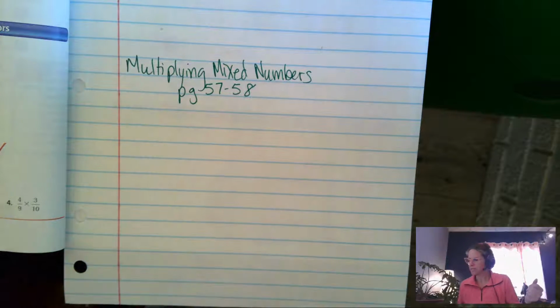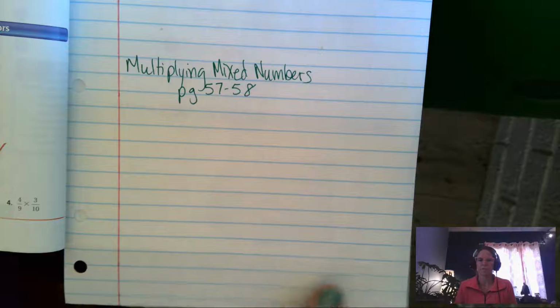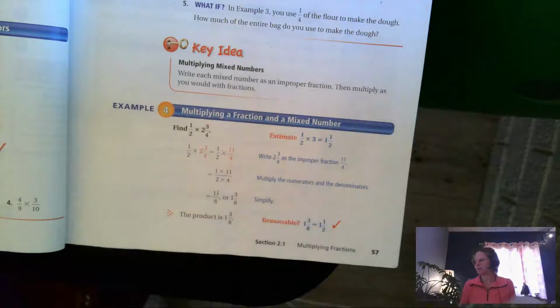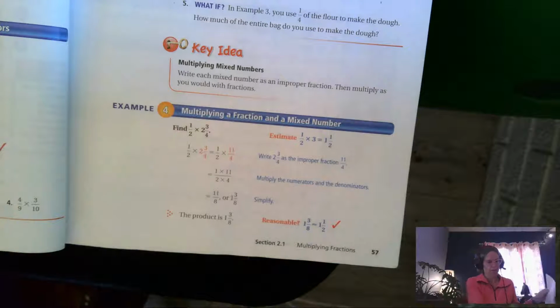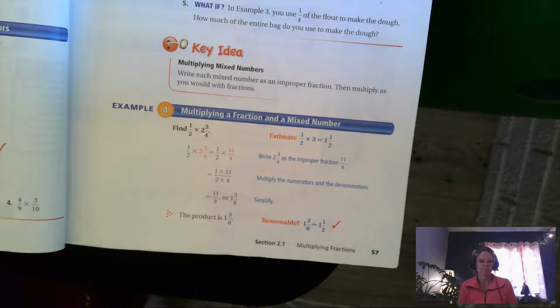Hi everybody, today we are going to be looking at multiplying mixed numbers, and we are going to be starting on page 57 in your math book. So go ahead and turn to that page, make sure you've got your stuff out and you are ready.